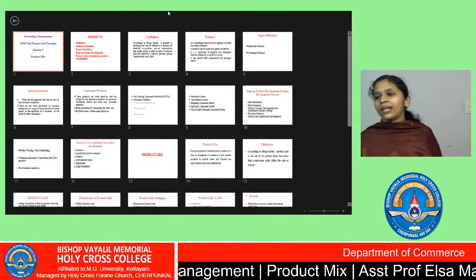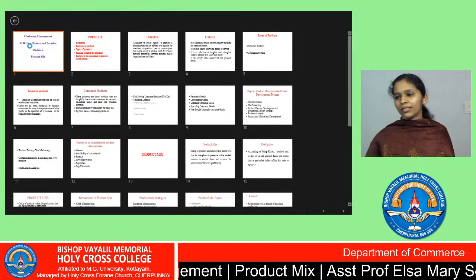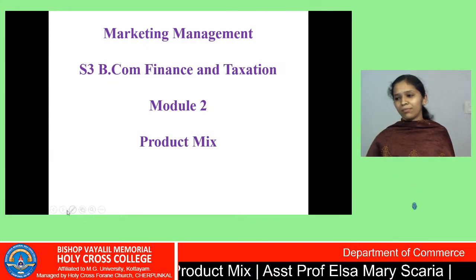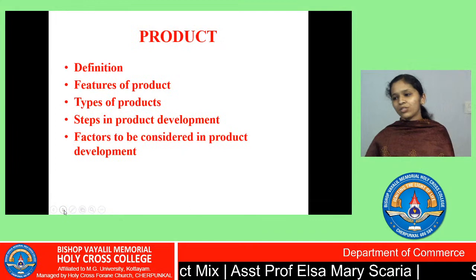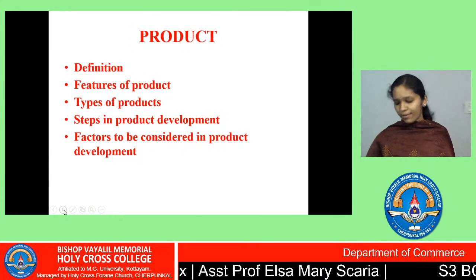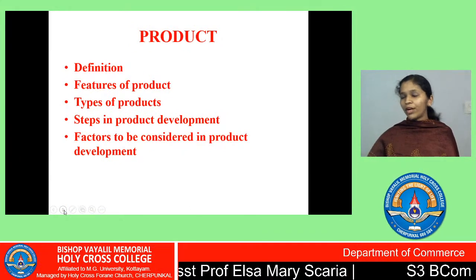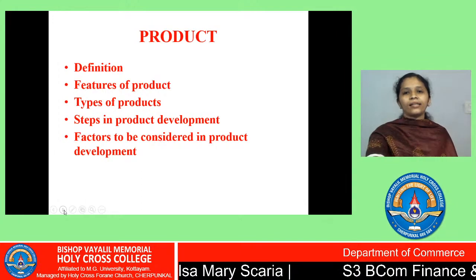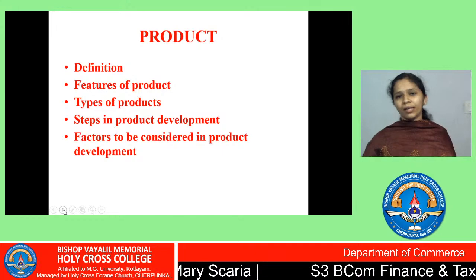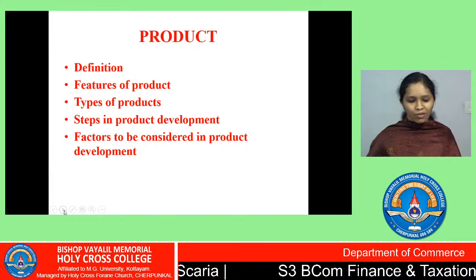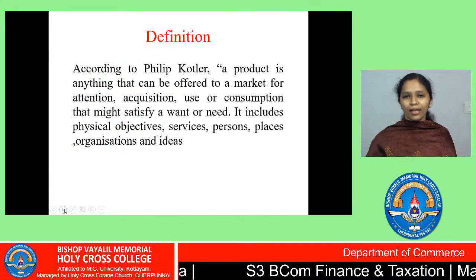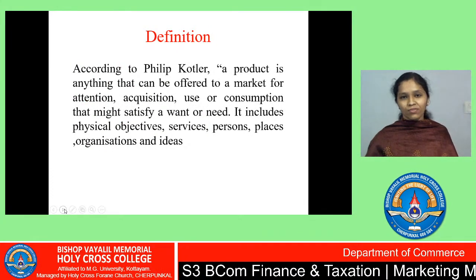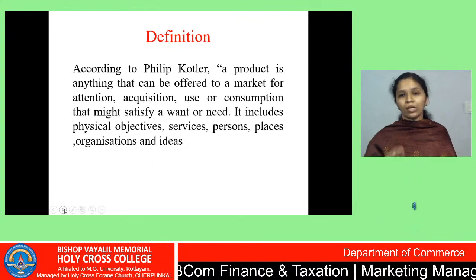So in this chapter we are discussing product definition, then features, types of product, then steps in product development and the factors to be considered in product development. First of all, what do you mean by a product? A product is anything that can be offered in the market by a company for attention, acquisition, use or consumption that might satisfy a want or a particular need.